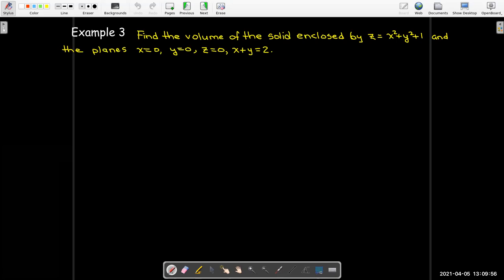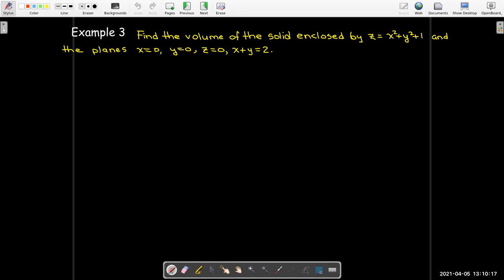Our third example, we're going to find a volume. So a volume under a surface, x squared plus y squared plus 1, in the planes x equals 0, y equals 0, z equals 0, and x plus y equals 2.